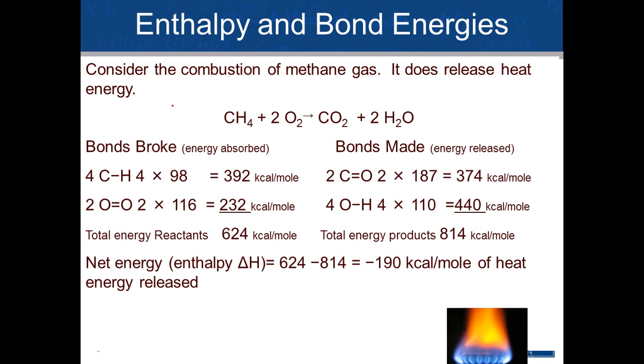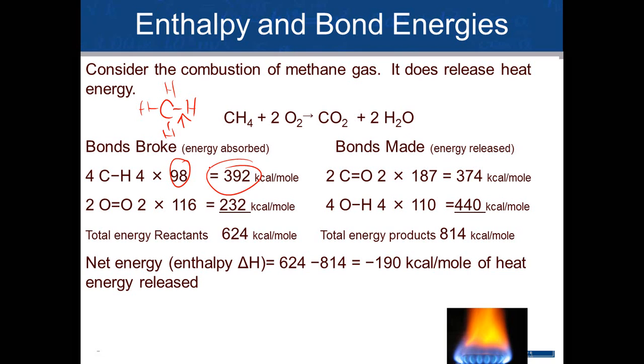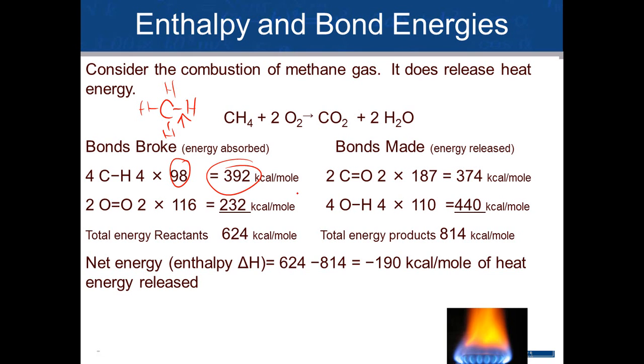First off, methane looks like this, CH4, and there are 4 carbon to hydrogen bonds. Each one of those bonds, when they are broken during a chemical reaction, will release 98 kilocalories of energy per mole. And so because there are 4 of those bonds, we're going to release a total of 392 kilocalories of energy per mole.